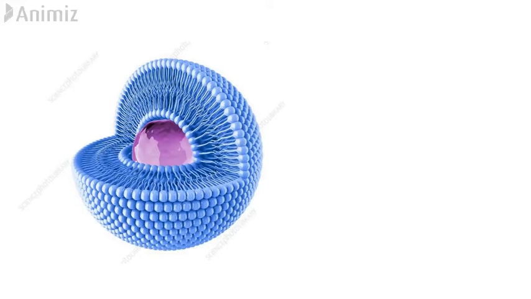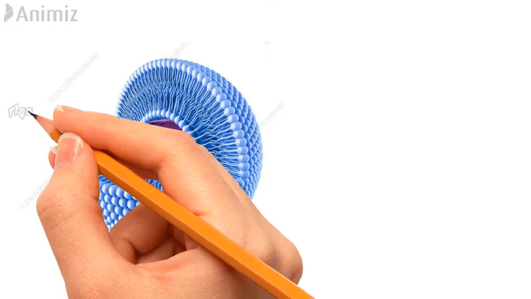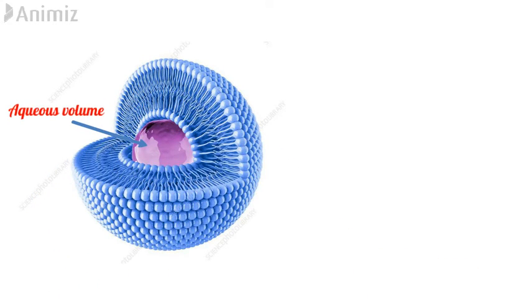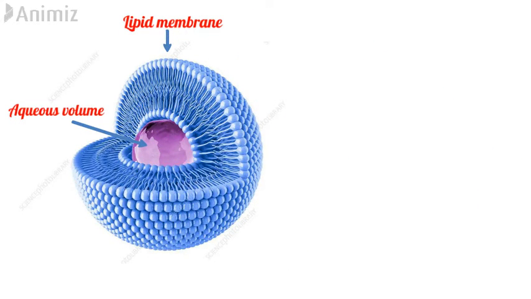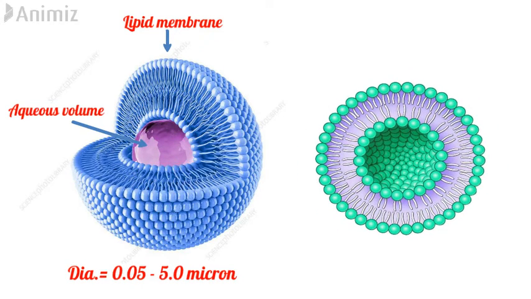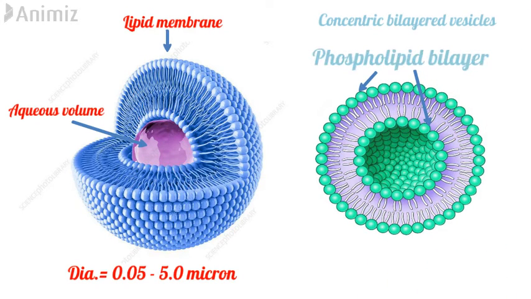Liposomes are simple microscopic vesicles in which an aqueous volume is entirely enclosed by a membrane composed of lipids. They have a diameter of 0.05 to 5 micron. Structurally speaking, they are concentric bilayered vesicles composed of mainly phospholipids of natural or synthetic origin. The word liposome comes from a Greek origin where lipo means fat and soma means body.